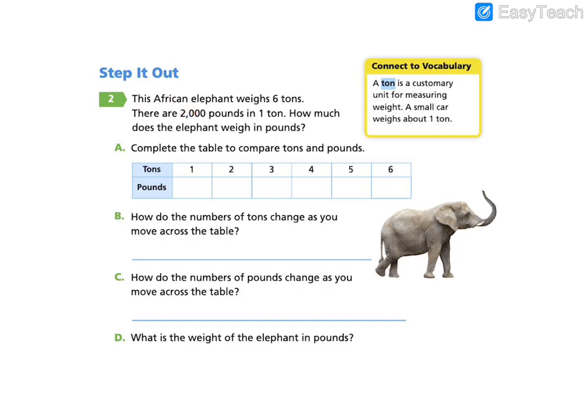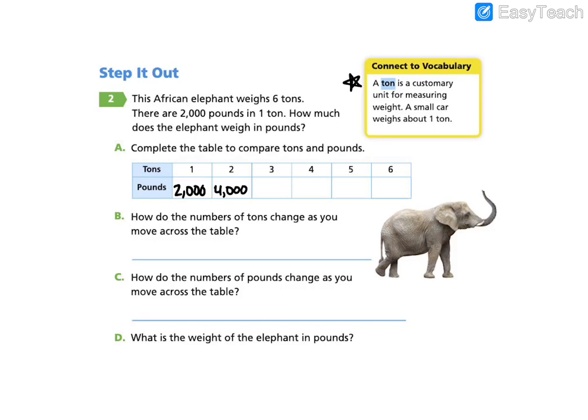This African elephant weighs 6 tons. There are 2,000 pounds in 1 ton. How much does the elephant weigh in pounds? So 1 ton is just another customary unit for measuring weight. A small car weighs about 1 ton. We know an African elephant weighs 6 tons. So if 1 ton is equal to 2,000 pounds, then 2 tons is equal to 4,000 pounds.